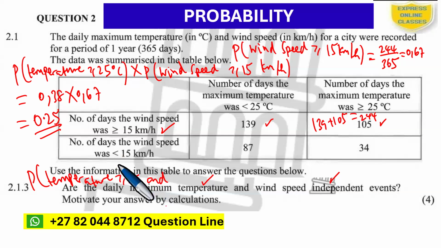So in this case, you have the temperature that is at least 25 degrees Celsius and wind speed. Now the wind speed.